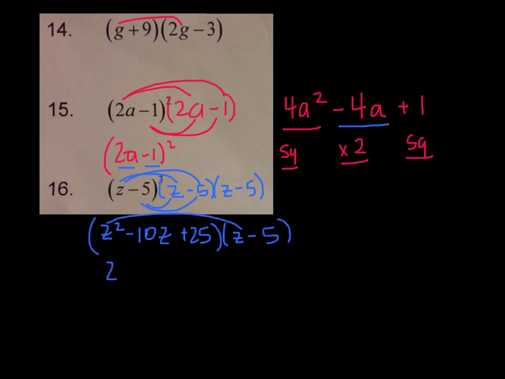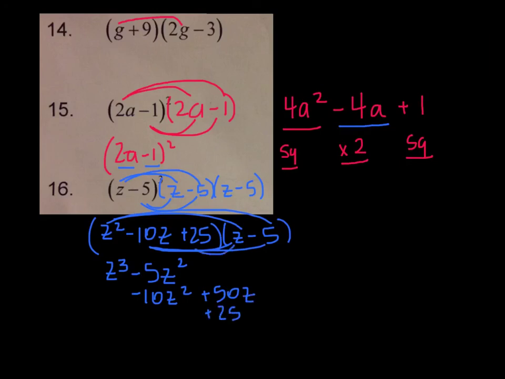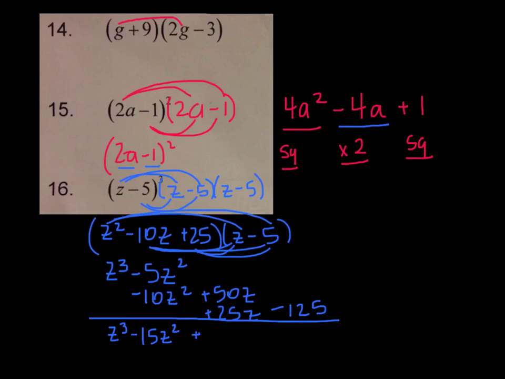I get z cubed minus 5z squared. I'm going to multiply negative 10z times z, which is negative 10z squared, and I'm going to stack it. So I'm going to put the negative 10z squared here, plus 50z. Then I'm going to distribute the 25, so plus 25z minus 125. Combine like terms. When you stack, the like terms are in columns, so this would give me z cubed minus 15z squared plus 75z minus 125.